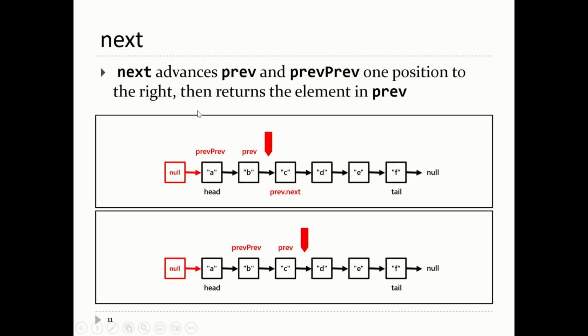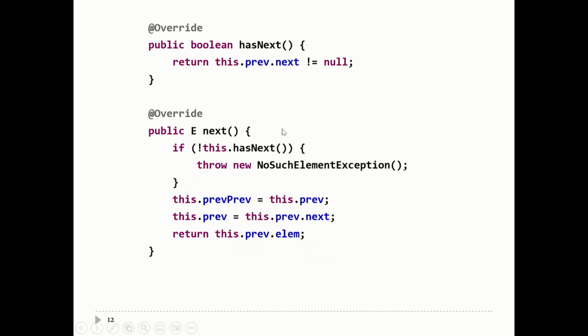Okay, what about next? Next advances the two references, previous and previous-previous, one position to the right. So at this point, if we call next on the iterator, the iterator moves one position to the right. It drags previous and previous-previous with it. And then we return the element that's sitting in the node called previous. So in this case, we're going to return the C.